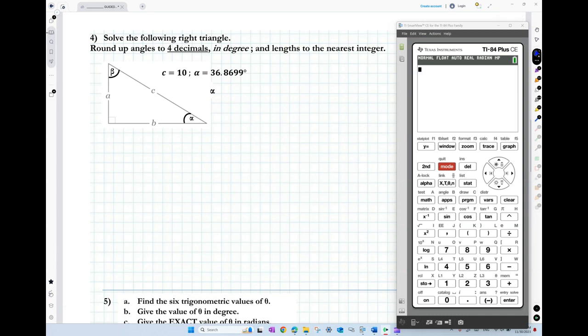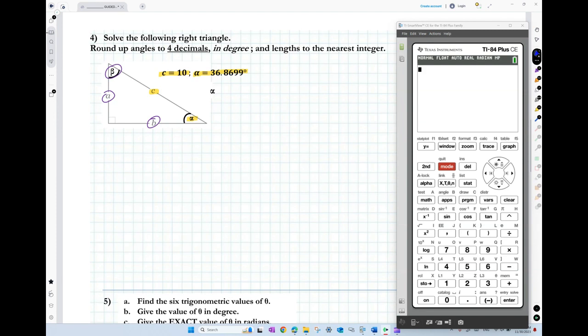Question number 4. Solve the following right triangle, which means that I'm going to look for all the missing angles and sides. Here I'm given C, which is the hypotenuse, and this angle alpha right there. So I just need to find beta, A, and B. There are different routes to solve that triangle, and I'm not necessarily going to take the quickest one, to showcase as much as I can all the possibilities and processes.